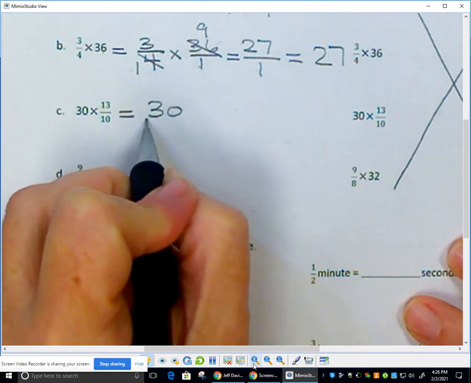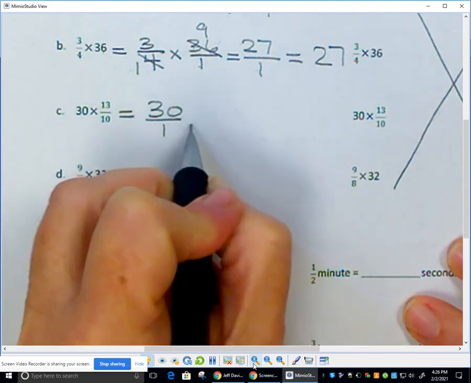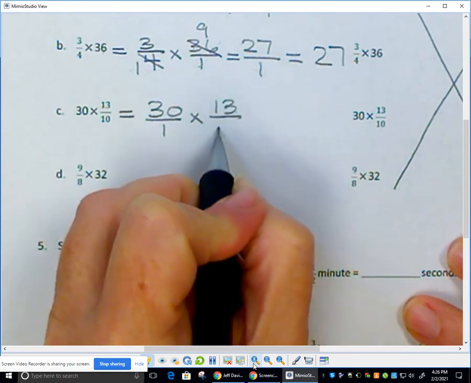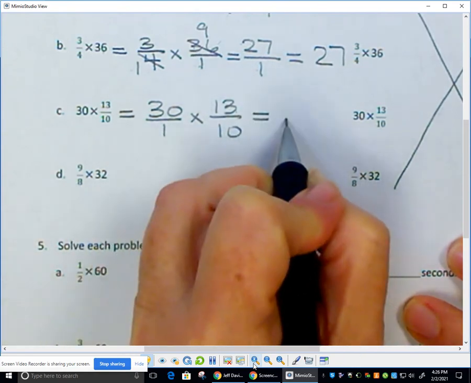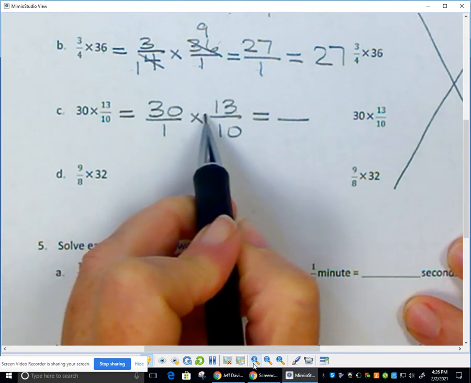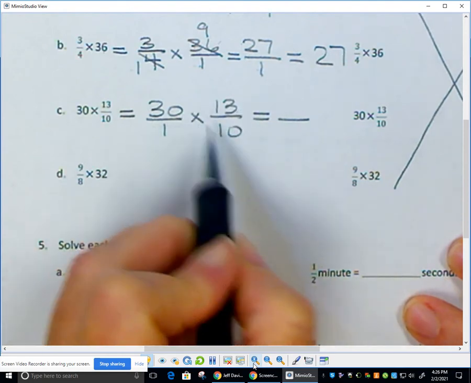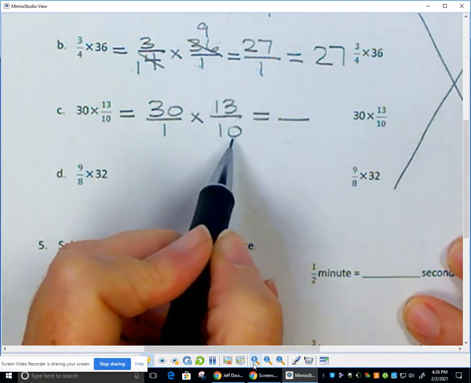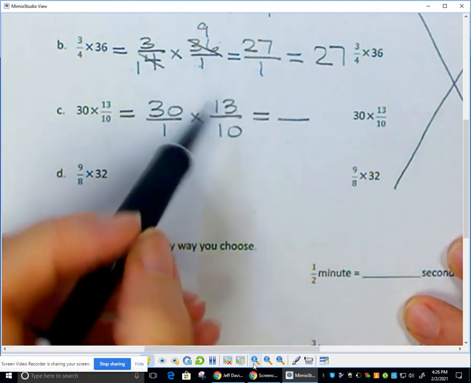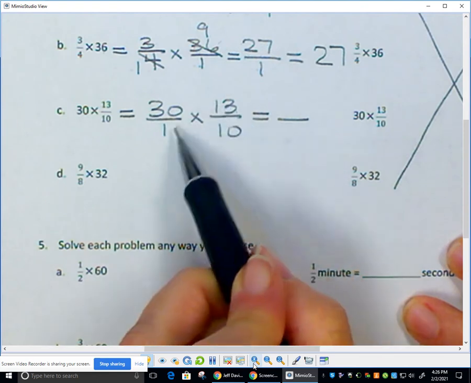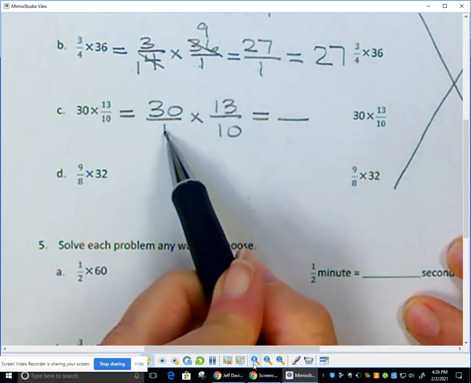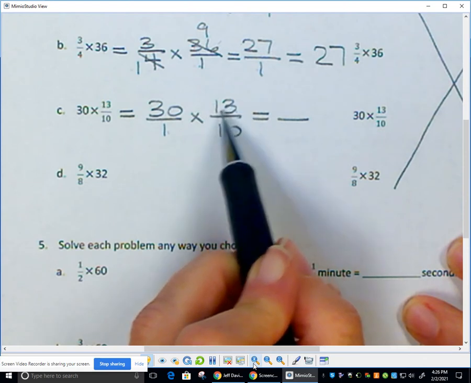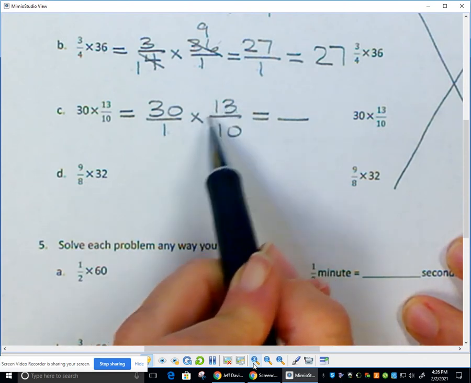I'll say 30 over 1 times 13 over 10. See, nobody wants to come across and do 30 times 13 and then 1 times 10 and then divide those. So let's reduce them by cross-canceling. 1 and 13. We know when we've got a 1 on the bottom, when we divide 1 into 13, nothing will change. It would stay 13. So we'll leave all this alone.